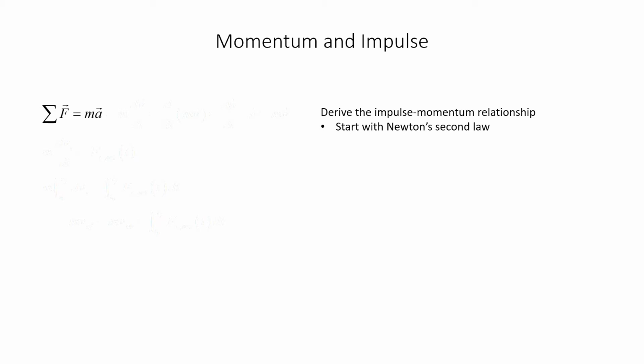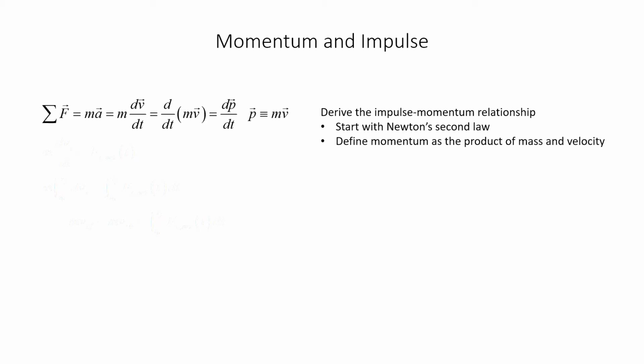Let's start by deriving the impulse-momentum relationship. We'll start with Newton's second law: sum of forces equals mass times acceleration. Notice this is a vector equation. We can write acceleration as a change in velocity with respect to time. We could bring the mass inside that derivative if we wanted to, and write sum of forces equals ma equals dp/dt, where the p is the momentum, defined as mass times velocity.